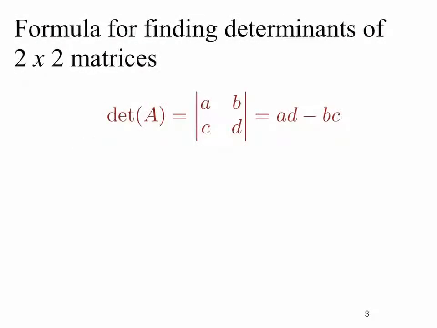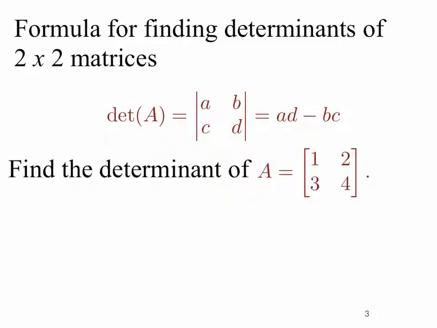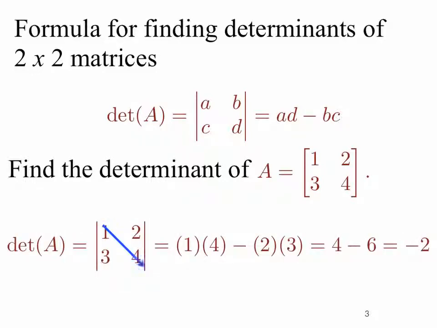So let's recall the formula for finding a 2 by 2 determinant. We have a matrix with A, B in the first row and C, D in the second row. Then its determinant will be A times D minus B times C. So for example, if we want to find the determinant of the matrix 1, 2, 3, 4, then we'd simply multiply 1 times 4 and 2 times 3.